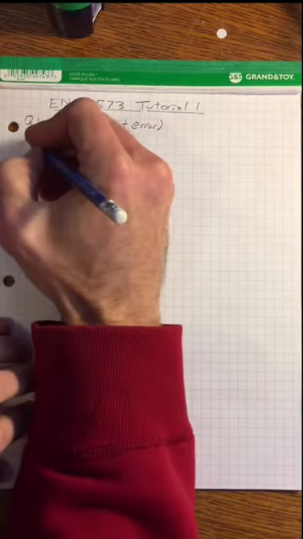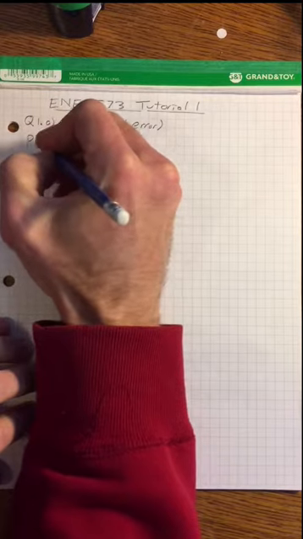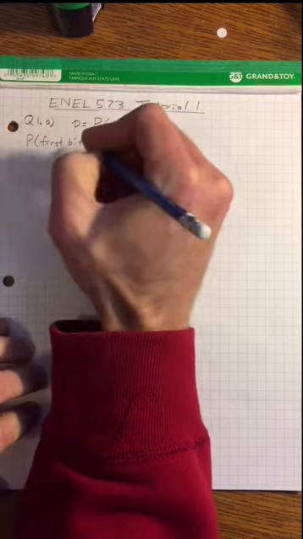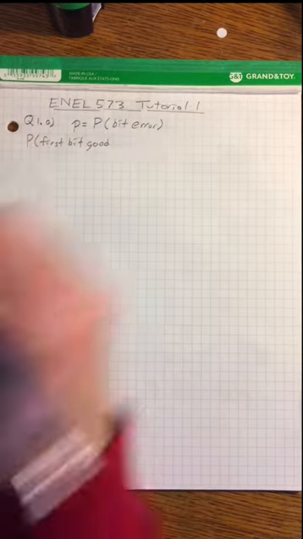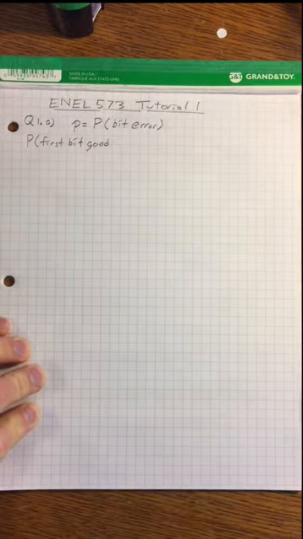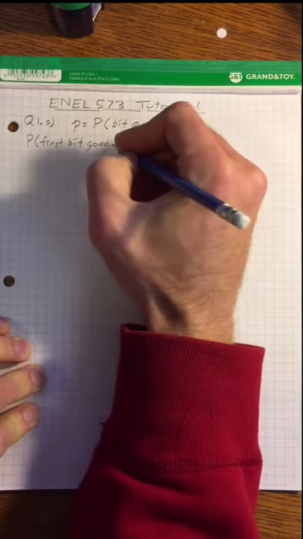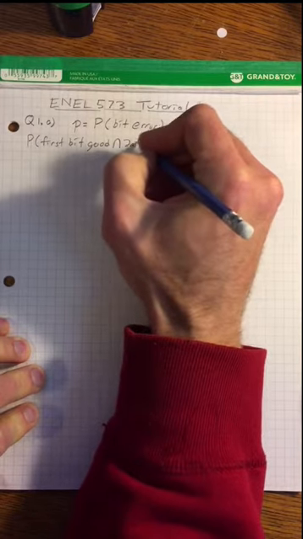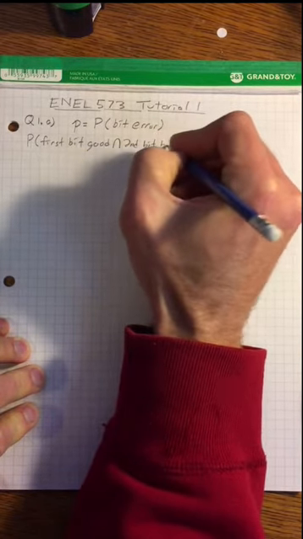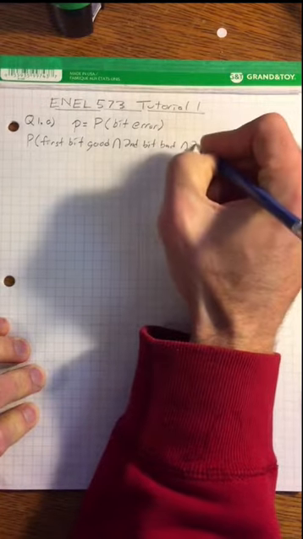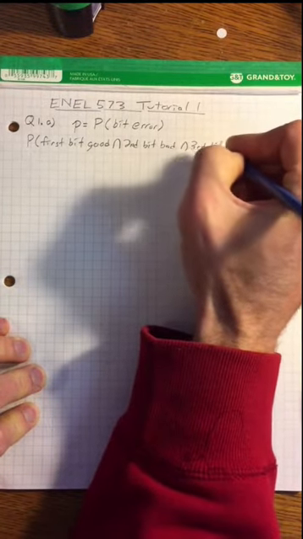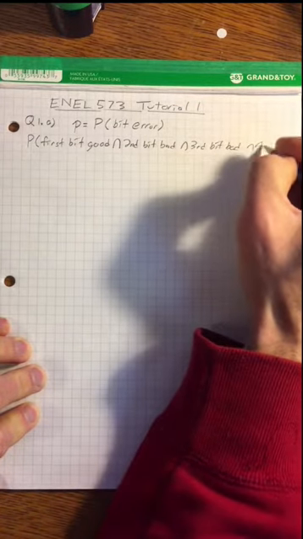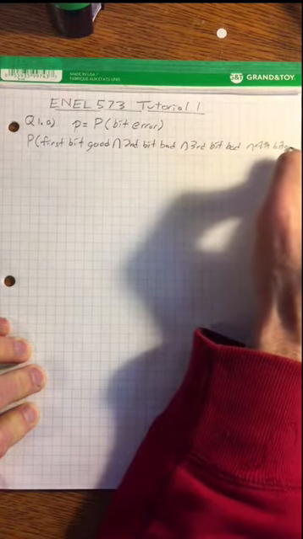So we want to find the probability that the first bit is good and the second bit is bad. So rather than writing the word "and," I'm going to put in the little intersection term. Second bit bad and third bit bad and fourth bit good.